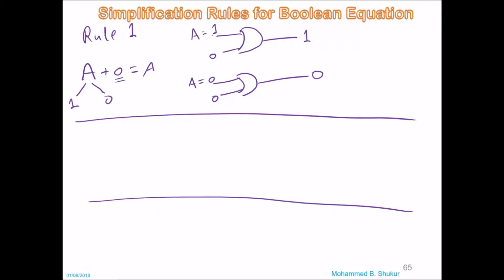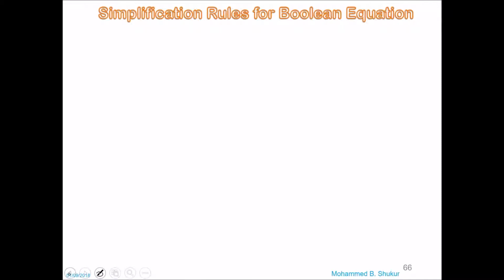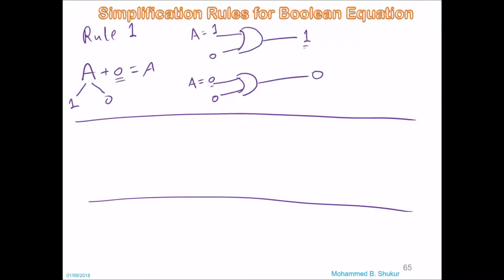So when the input A equal 1, the output equal 1. And when A equals 0, the output equals 0. So we can see the output depends on the value of the input A. So A or 0 equal to A.